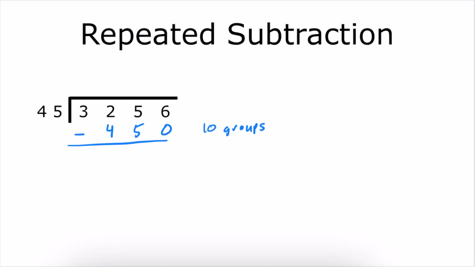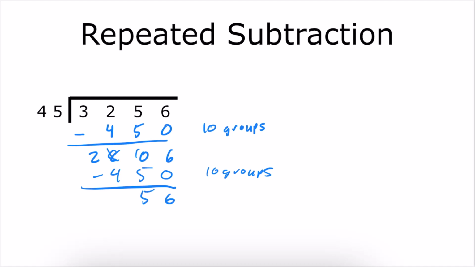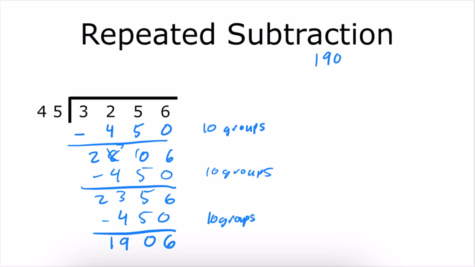And when I subtract that, I get 6, 0, and 32 minus 4 is 28. Again, I still have enough to subtract another 10 groups of 45, so I'm going to do that. And that gives me, let's see, I'd have 6, 5, 3, and 2. Then again, I have enough to subtract 450 again, so I'm going to subtract another 10 groups, and that gives me 6, 0, and 23 minus 4 is 19. So that's another 10 groups. And then I'm going to rewrite this up here because I'm running out of room, but I have 1906.